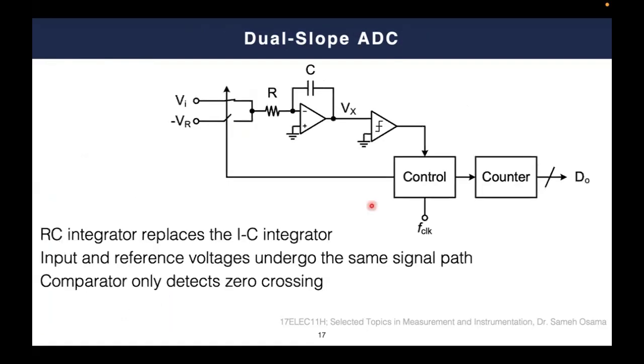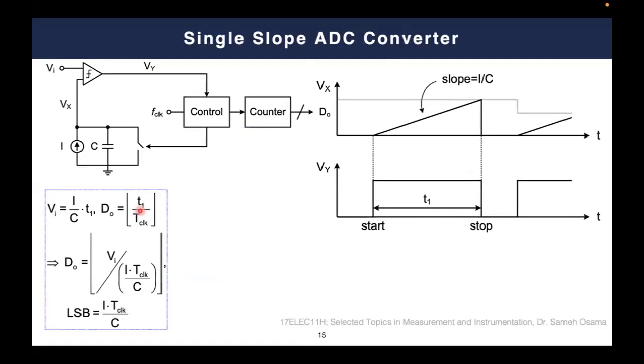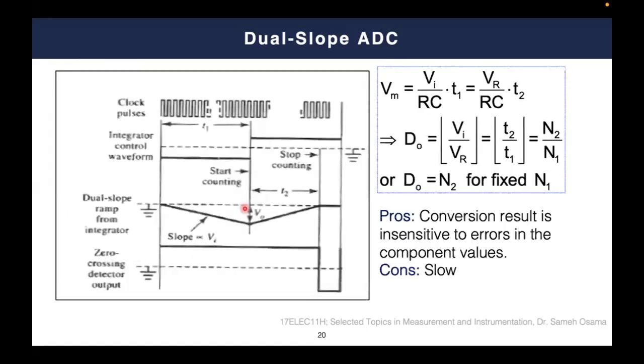But when you go here, you have to go with the charging and discharging process. You have to go with this process and then this process. So if we say that the time here is T1, we can say that the total time here is T1 plus T2. So here the conversion time is relatively higher. That's why we can say that double slope ADCs are a bit slower than single slope ADCs. So this is another way of building ADCs.